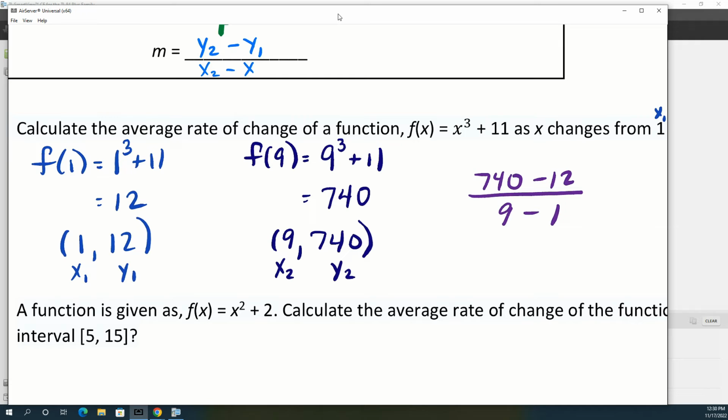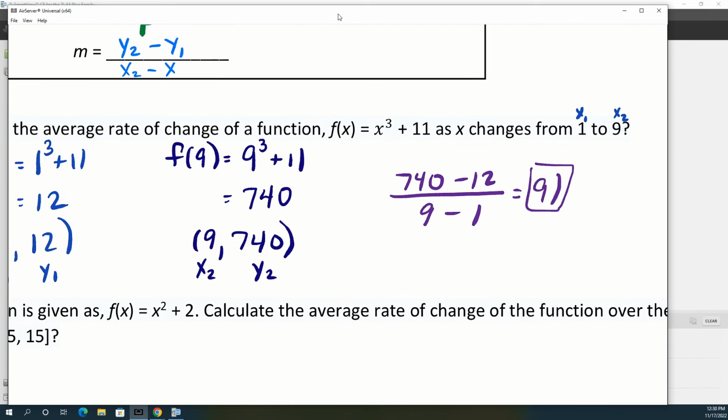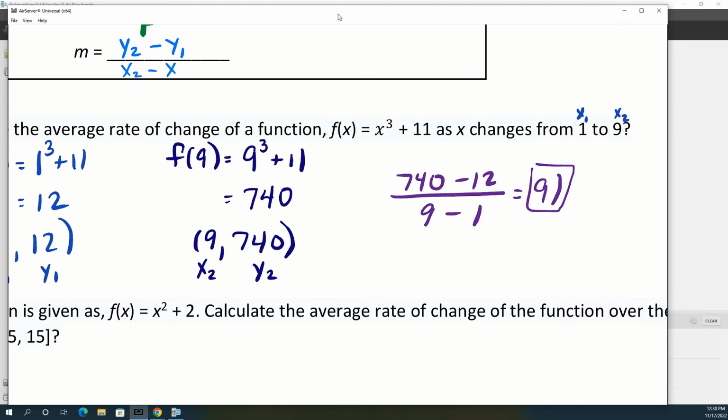All right. And so what that means is on this function from 1 to 9, the value for y is changing an average of 91. So it would go up 91 and over 1. It's a pretty steep slope.